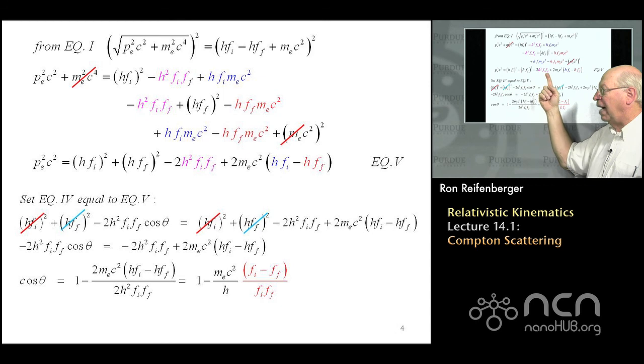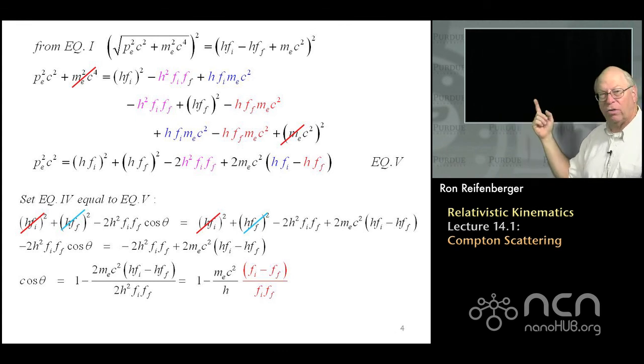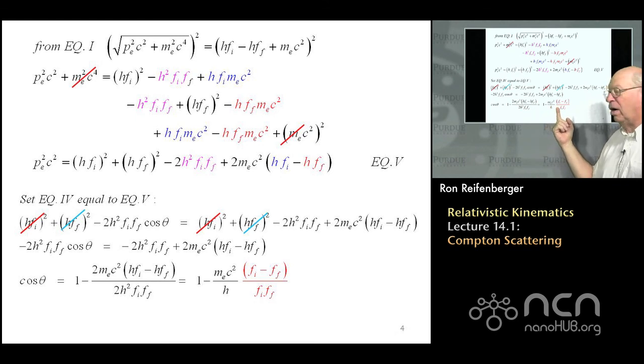So equation five tells you what the quantity P squared C squared is, evaluated in two different ways. You set equation five equal to equation four. Again, more terms cancel out. And at the end of the day, you're left with an expression that says the cosine of that scattering angle is equal to this quantity that's written down here.